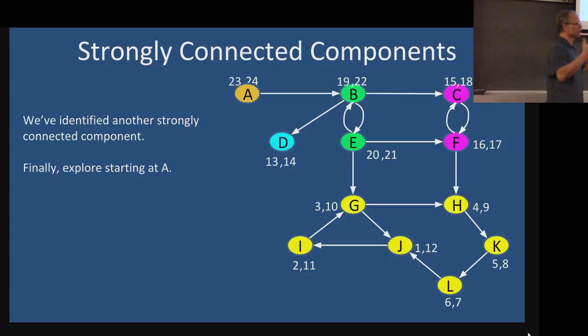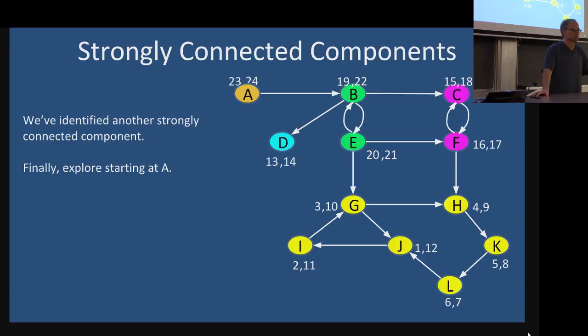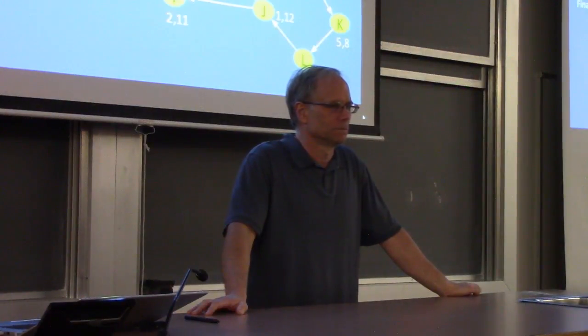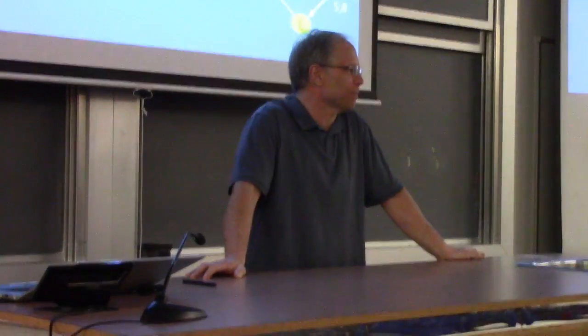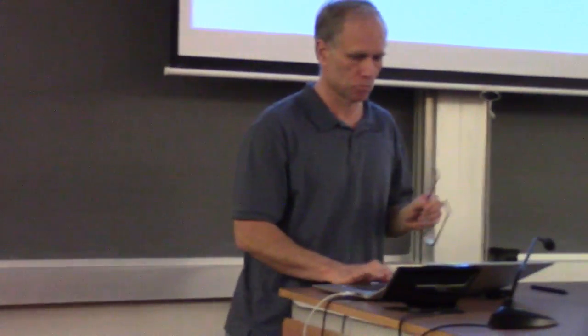So what's the complexity of this algorithm? Yeah? V plus E plus V plus E? It said V plus E plus V plus E. It's two depth first searches. So the complexity is the same as that of the depth first search, which depends on what representation you're using. Okay? So just two depth first searches.